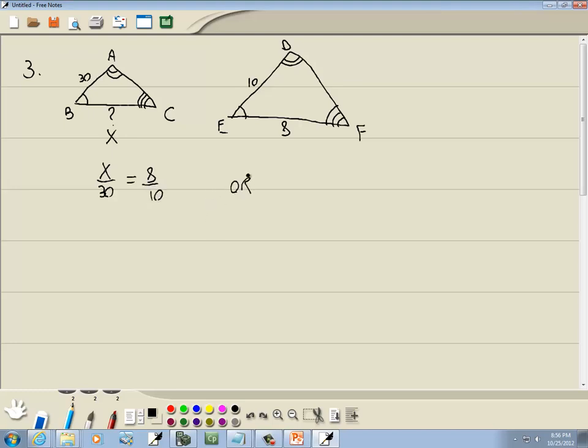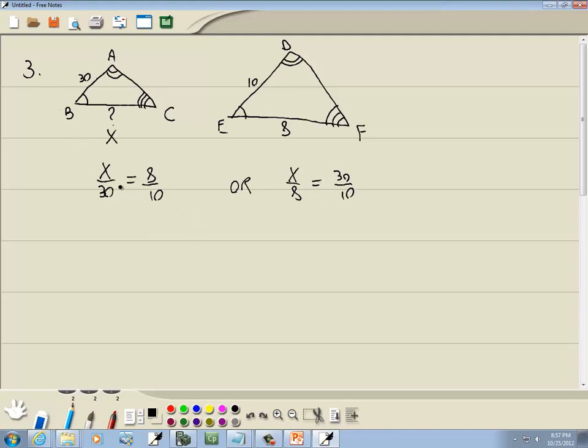You could also have done this side to this side. So x over 8 is equal to, and then this side to this side. So you'd have 30 over 10. You'll find you'll get the same answer either way, how you set it up.